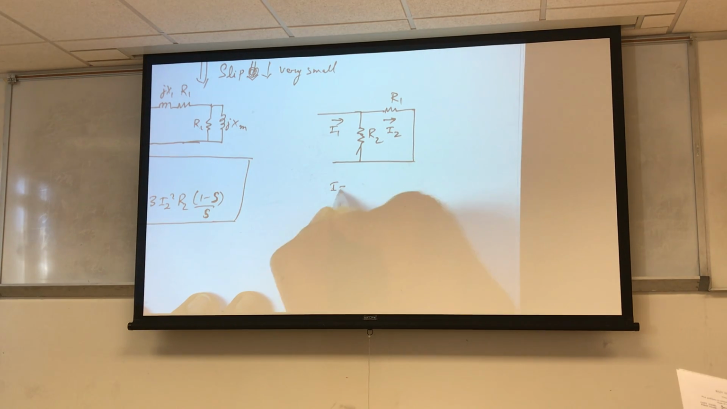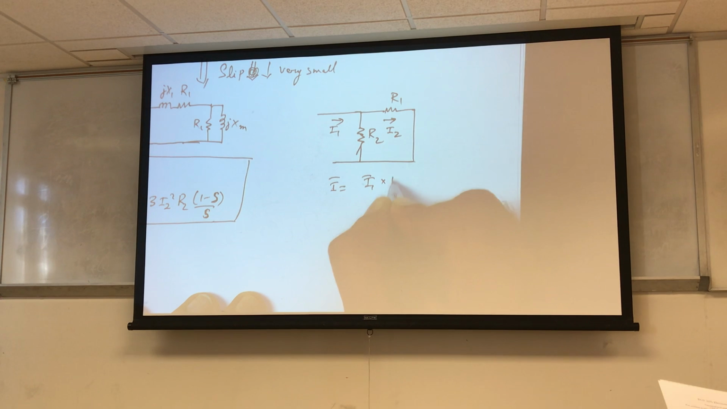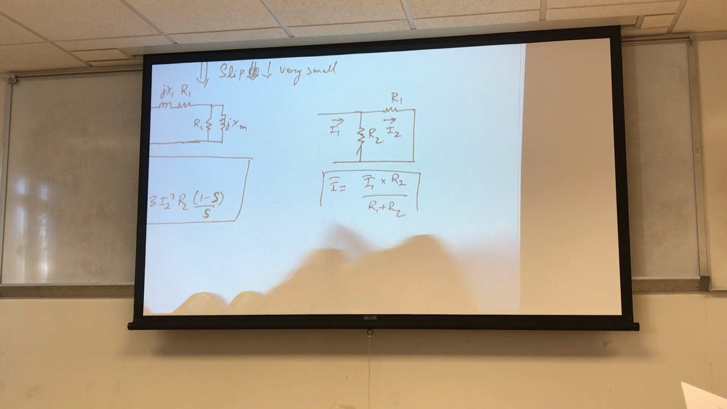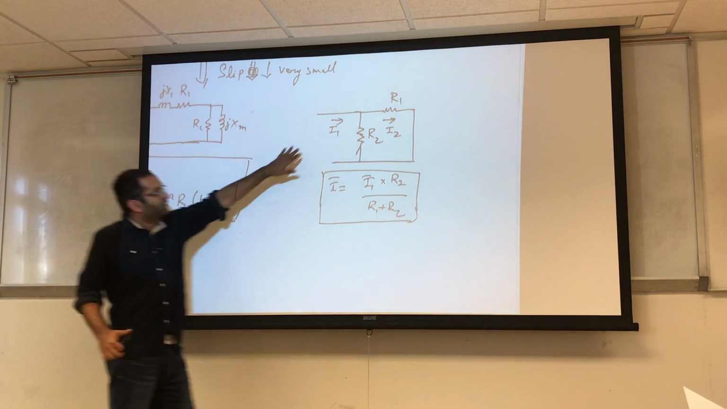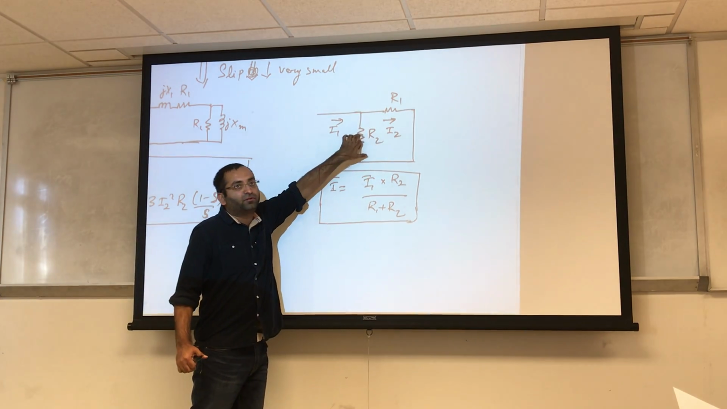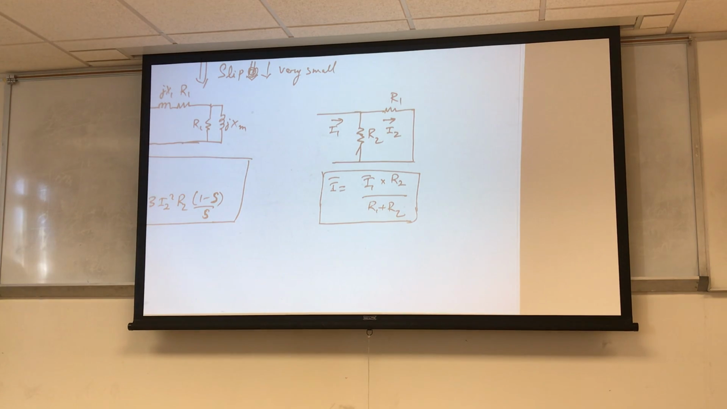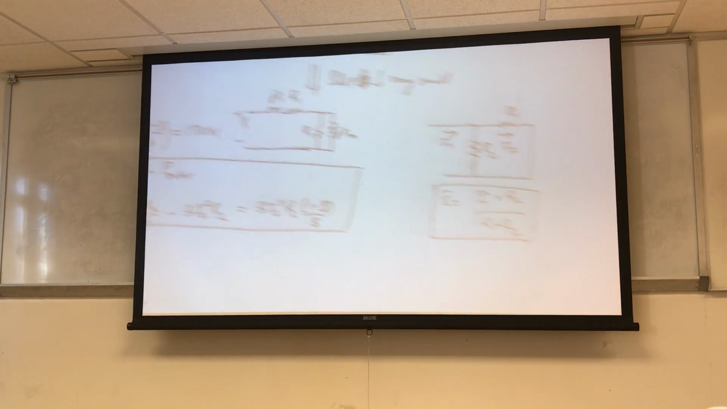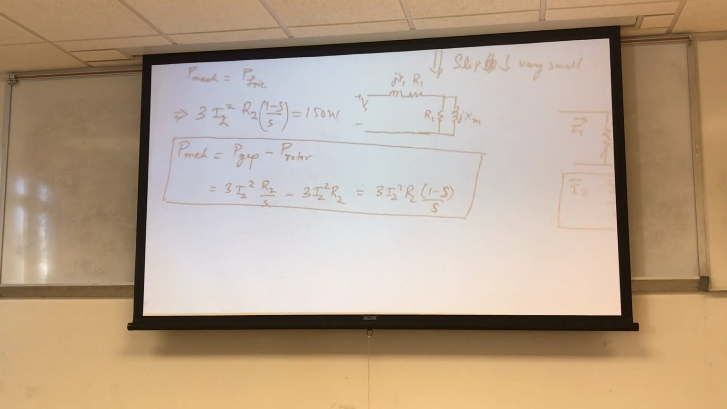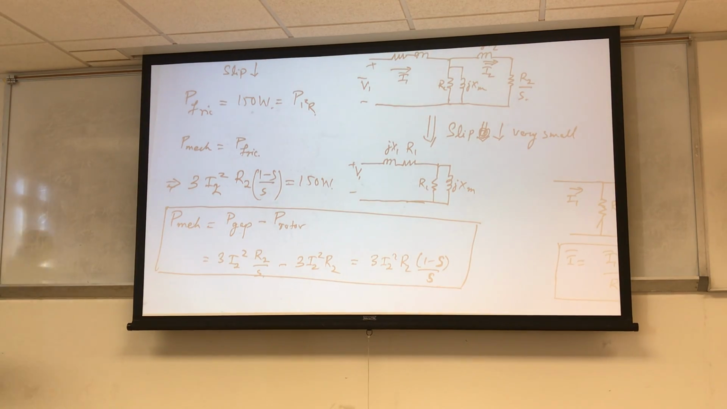So what is I2? I2 should be I1 times R2 over R1 plus R2. So this is called the current division rule. How do you divide a current across this? This current times R2 over R1 plus R2. So using that you can find I2 here from this circuit.